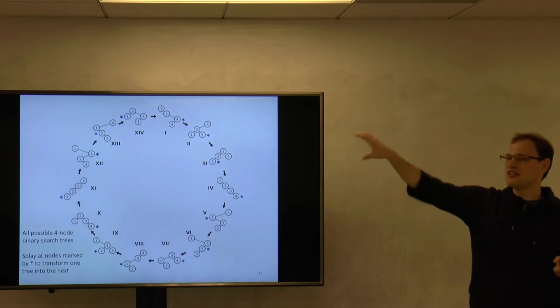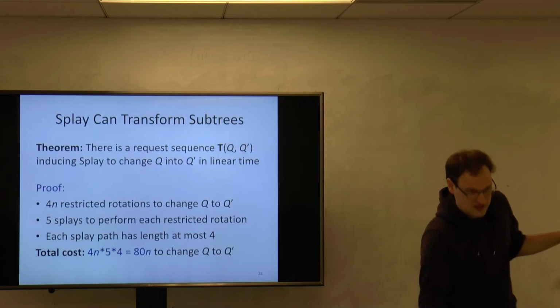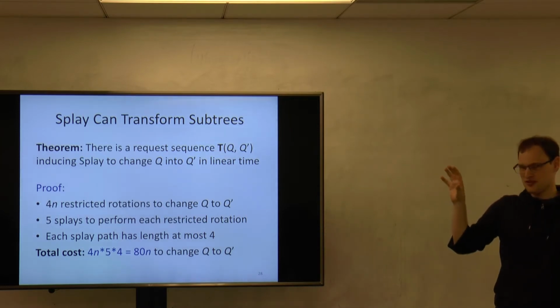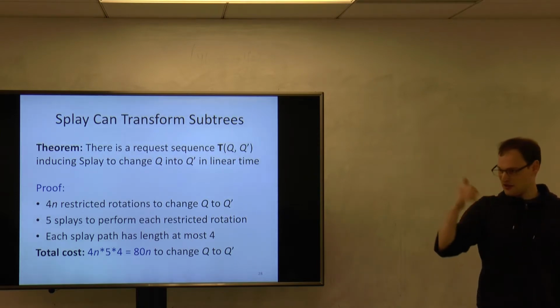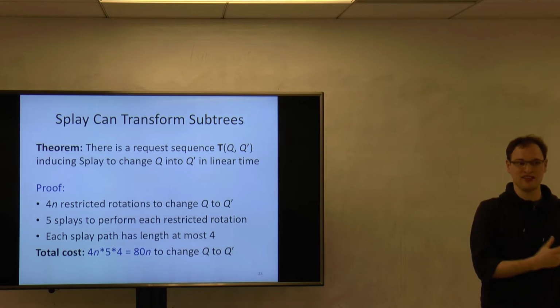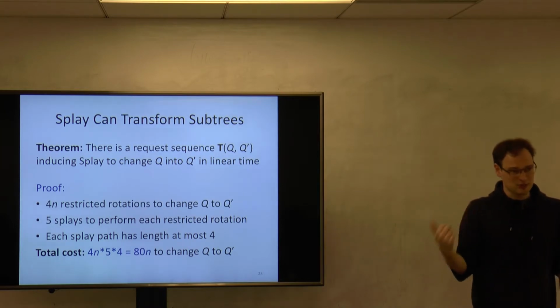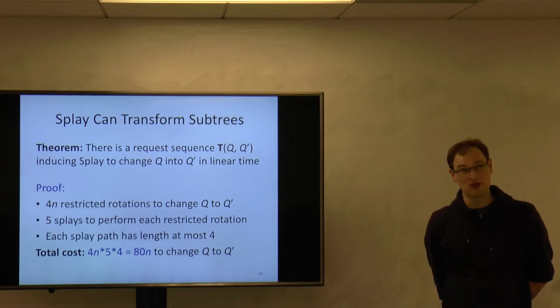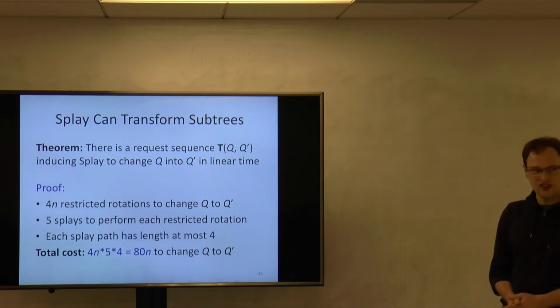So I'm just following this circle to perform each restricted rotation. This lets us perform subtree transformations, because there are 4n restricted rotations to transform T1 into T2. Each of those can be done with 5 splays, and each splay path has length at most 4. So I tally it up: 4n restricted rotations, 5 splays per restricted rotation, 4 nodes per access path, so at most 80 times the size of the tree. And that lets me do subtree transformations. This works for connected subtrees of the root. Make sense?